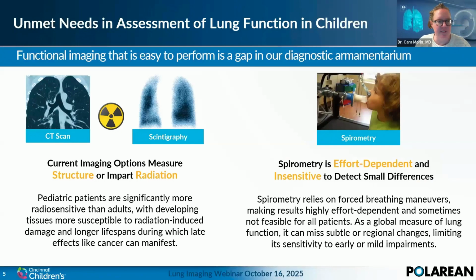If you just take a little bit of a step back and talk about how we currently assess children in radiology, that has predominantly been through CT scans and scintigraphy. As everyone knows, in pediatric radiology, we try to image gently and use radiation as infrequently as possible in order to answer clinical questions. Spirometry is also very effort dependent and insensitive to detect small differences. So in children, this can be a major limitation in some groups.